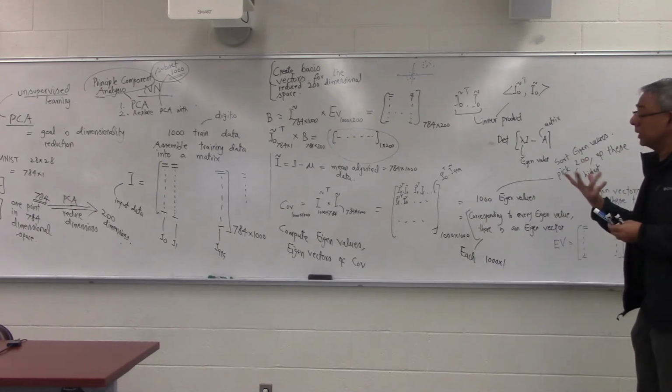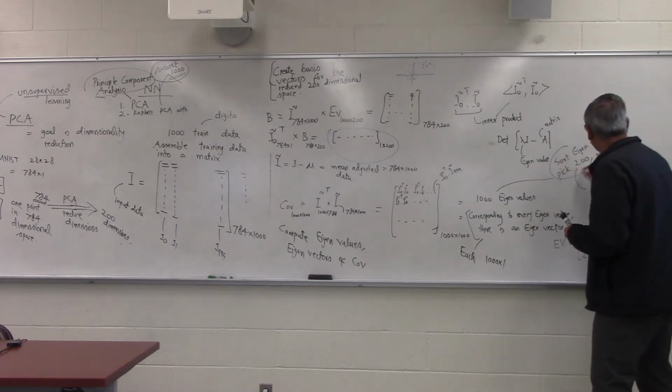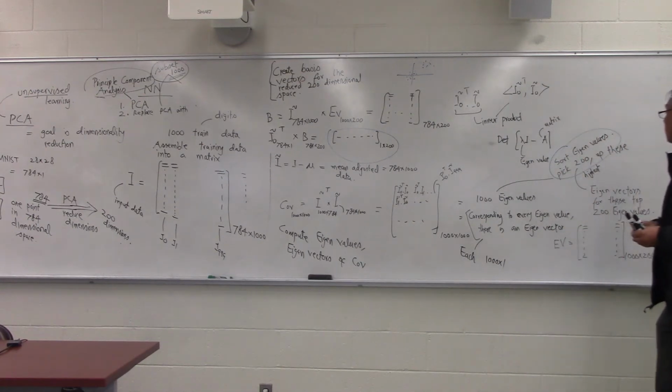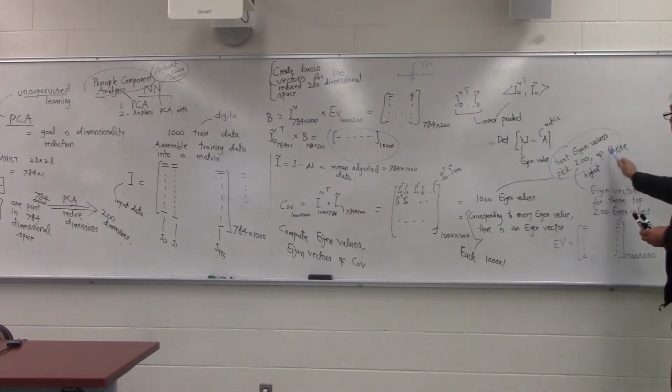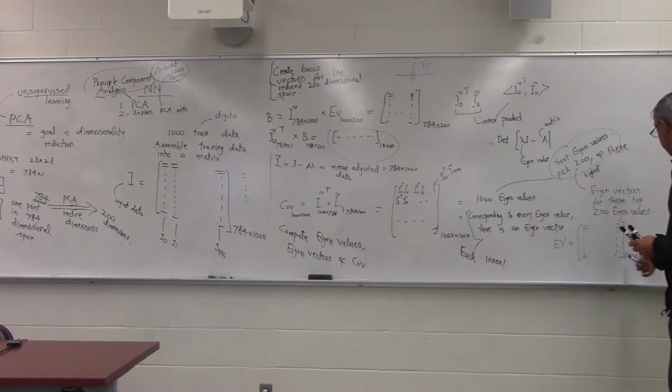Because we wanted to reduce to 200 dimensions, we sort the eigenvalues and pick the 200 highest of these, because they have the most amount of information. Once we have that and we assemble it into an eigenvector matrix, that becomes 1000 by 200.